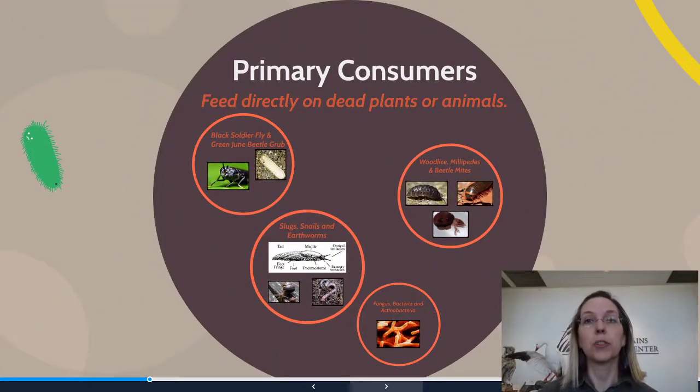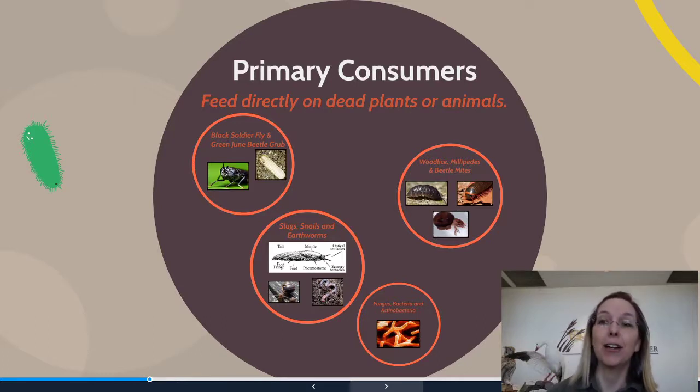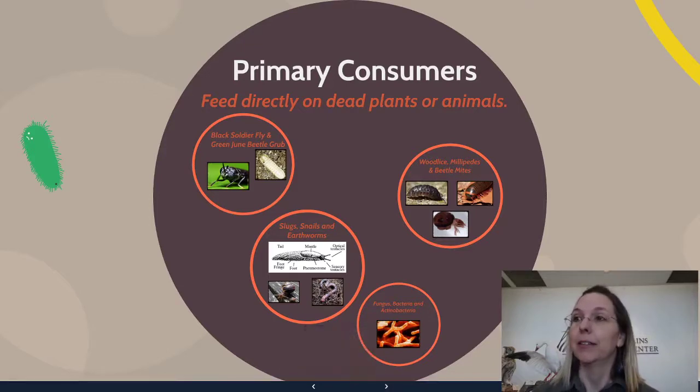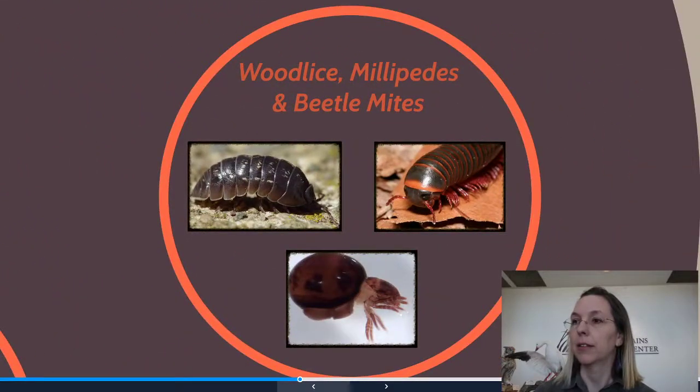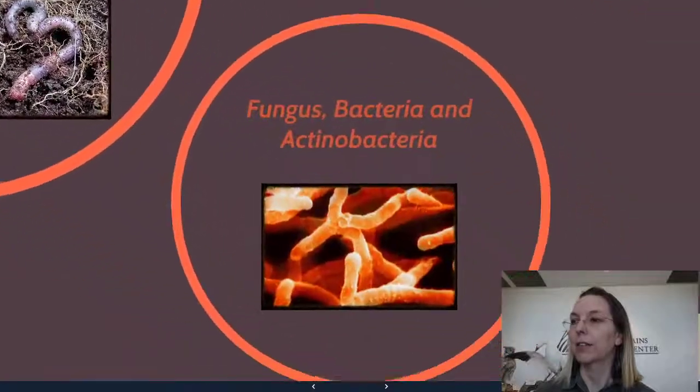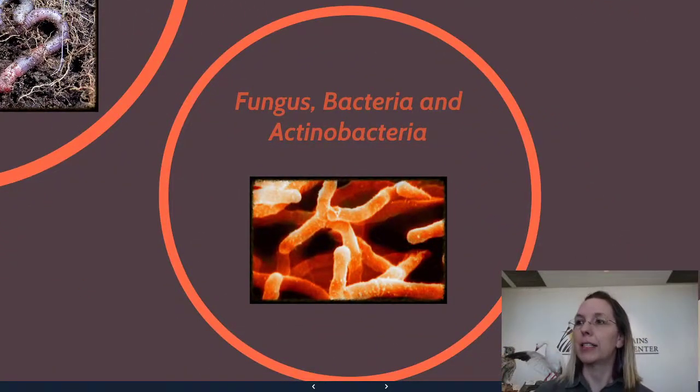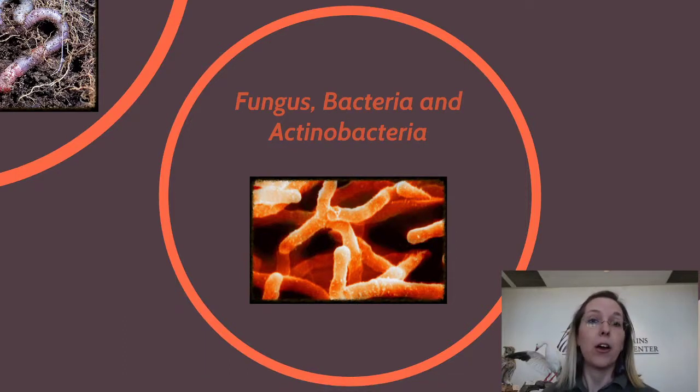So the primary consumers, these are the organisms that feed directly on dead plants and animals. All right, fungus and bacteria and actinobacteria. So fungi do not photosynthesize. They are similar to animals in that they are heterotrophs. They get their food from somewhere else. They don't produce their own food the way plants do. So they get their food by absorbing dissolved molecules, typically by secreting digestive enzymes into their environment.